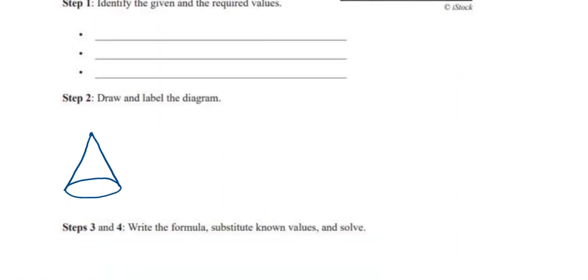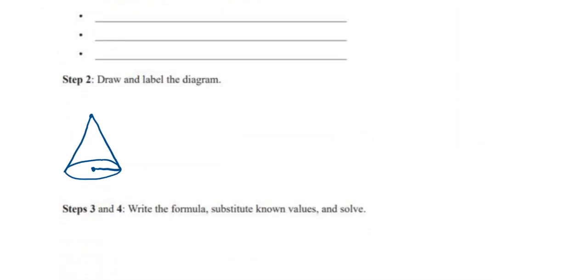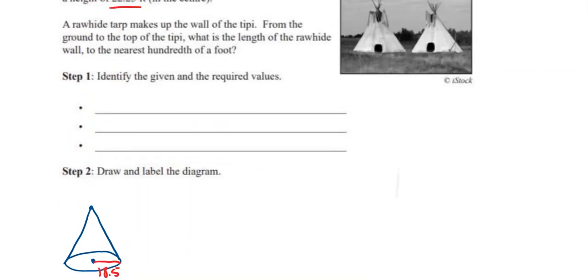The radius of the circle on the bottom. Can you guys imagine that if this was the center of the circle on the bottom, the radius would be from here to here? Okay, so if that's the radius, it told us what it is. It says it's 18.5 feet. So it's 18.5 feet from there to there. Here, I'll make that a different color. So that's 18.5 feet.